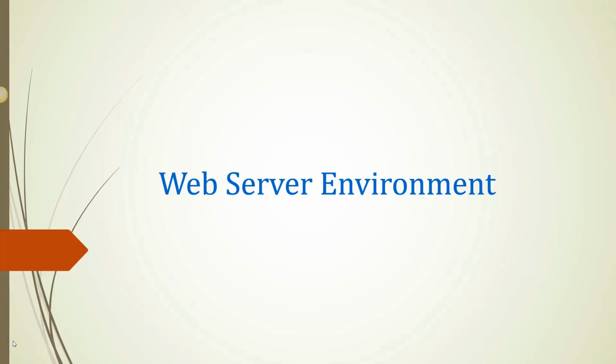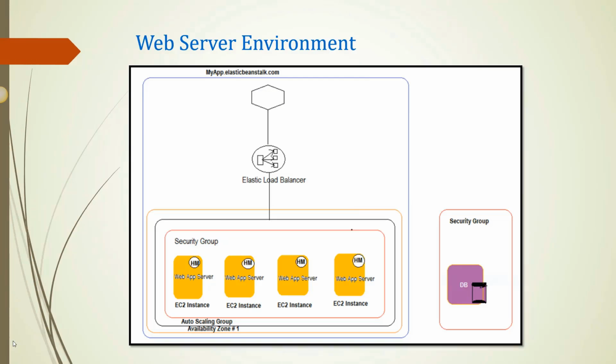Now let's talk about web server environment. The environment is the heart of application. So in this diagram you can see that the environment is delineated by solid blue line. This is the blue line which indicates that this is one environment of EB application.